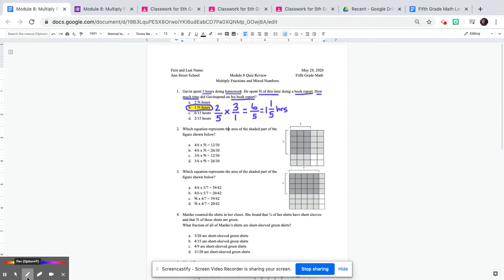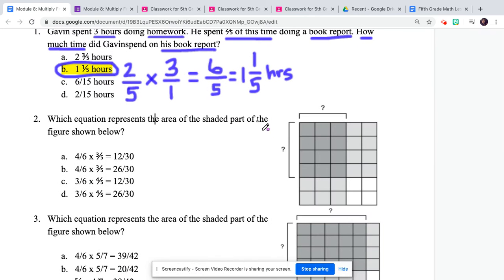Okay. I'm going to go ahead, I'm going to change colors just so that what I write here for the next problem doesn't get confused for the first problem. So number 2 says, which equation represents the area of the shaded part? So we want to figure out area of the shaded part, okay, of this figure right here. So we have to figure out the full equation. Each of these are equations, so we're going to have to go through each of them, all right?